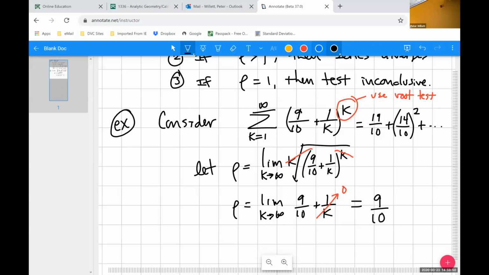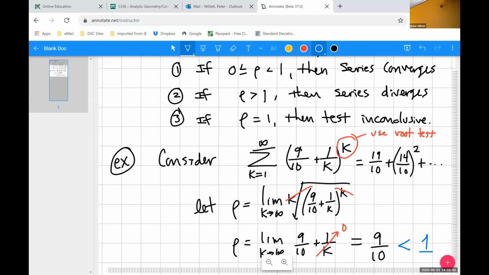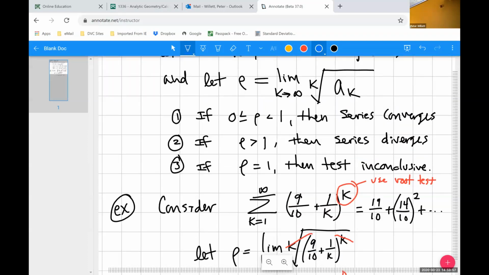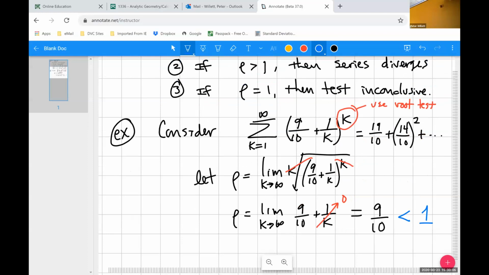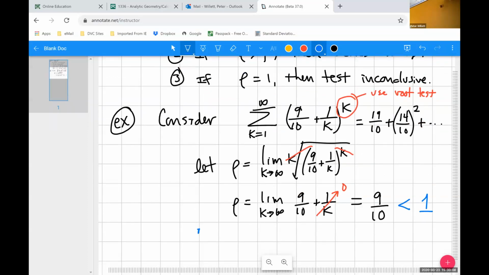So if rho is 9/10, which we can observe is less than 1, then based on the root test, we can conclude that it converges, because our rho is less than 1. So then we could say, therefore, converges by root test. Questions about that?